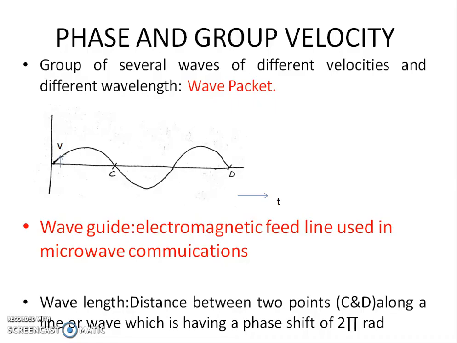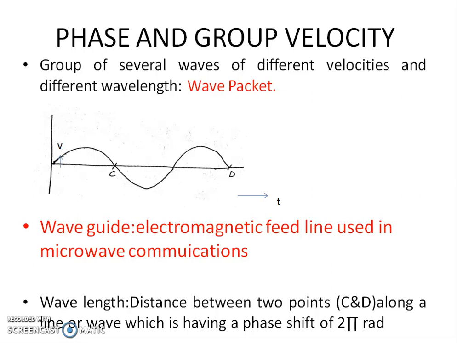Before going to the phase and group velocity, we should be aware of some terms. First one is the wave packet and second is the waveguide. So what do you mean by a wave packet? A group of several waves of different velocities and different wavelengths is commonly known as a wave packet.